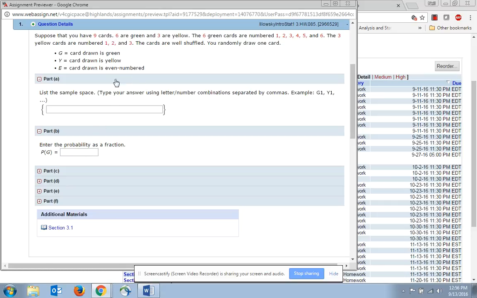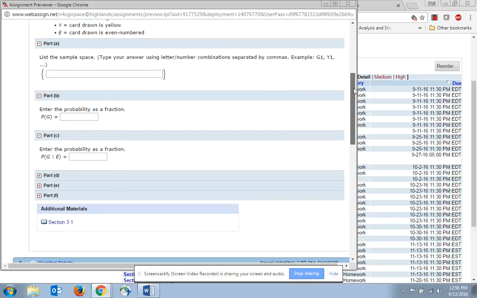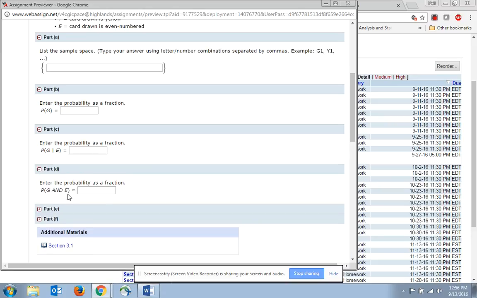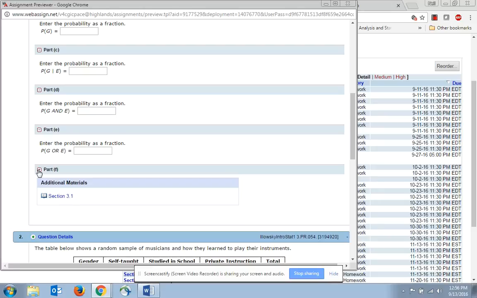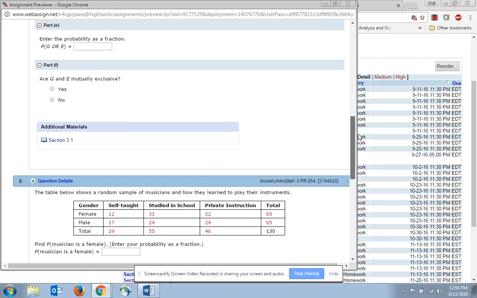So you're going to look at all your G's and then divide that by your total sample space. And then this is the probability of G given E. Remember, that's a formula, and we've gone over it. We did it in the last homework, so you can use it again. And here's the probability of G and E, the probability of G or E, and then are they mutually exclusive? You did this in the last homework. It's just carrying over to see if you understand it.